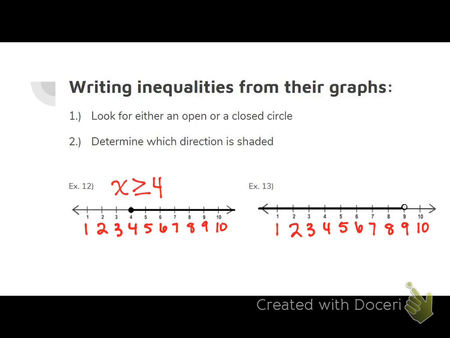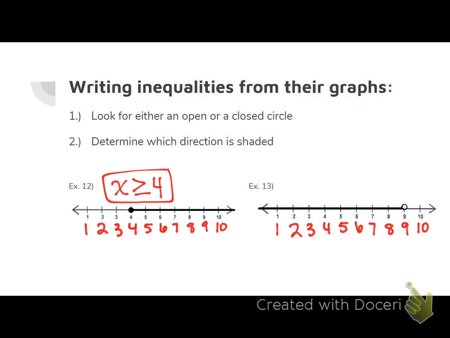If they didn't tell you what variable to use, you can use any variable you want. X is a great variable. We had to have the equal to bar under it because our circle was closed, and it is shaded to the right, which told us that it was greater than. Of course, we used a 4 because that's where that point was.